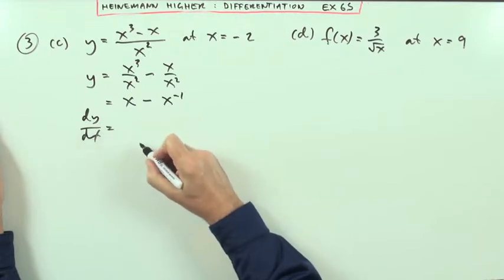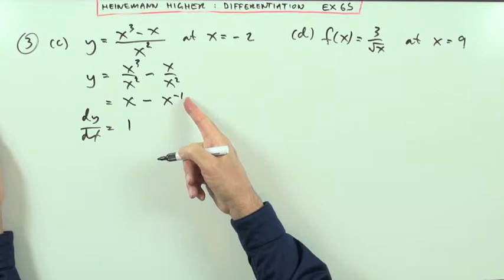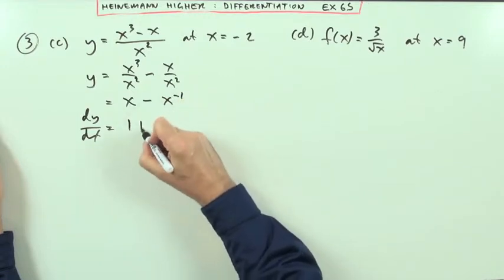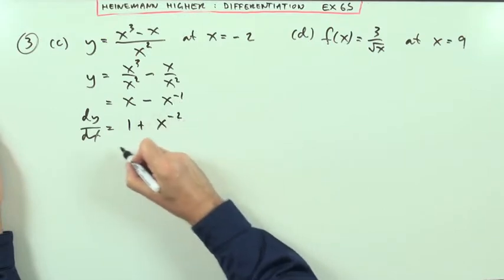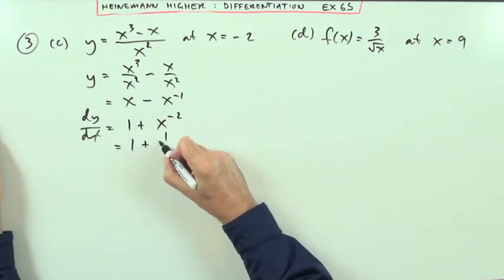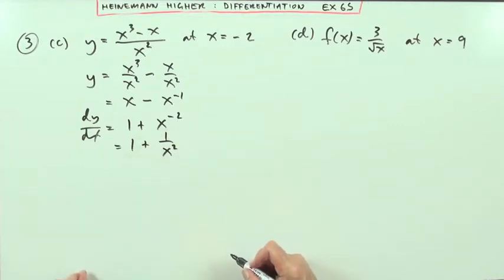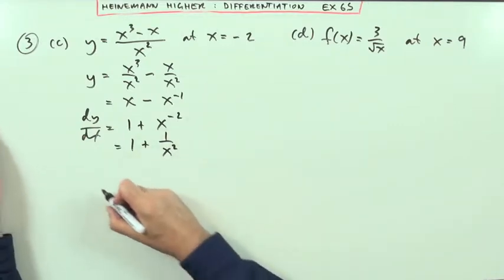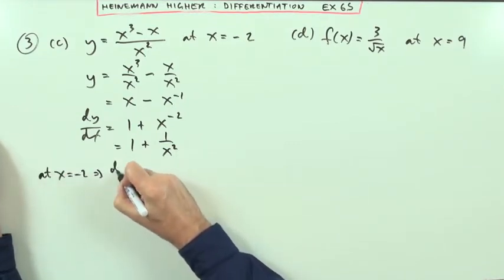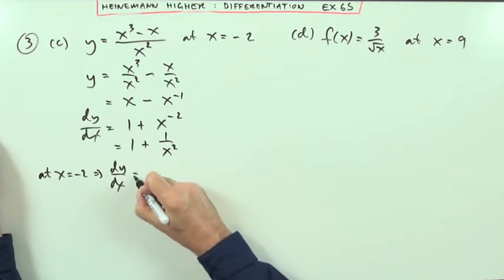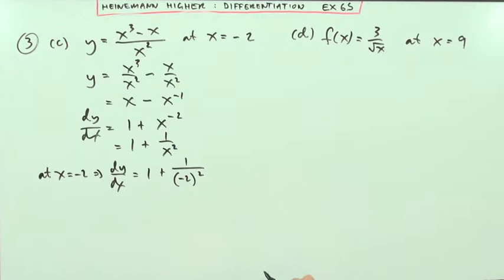dy by dx would be, that's just a linear term, so it'll be 1. I can see the power here, negative 1 times negative 1 is plus 1 times it. Take 1 off the power, negative 2, put it back the way you found it. Negative means x is underneath, and that 2 is a whole number, so it's a power. And then evaluate it at negative 2. So I'll have to say, at x equals negative 2, that means dy by dx would be 1 plus 1 over, and it's a negative 2 being squared.